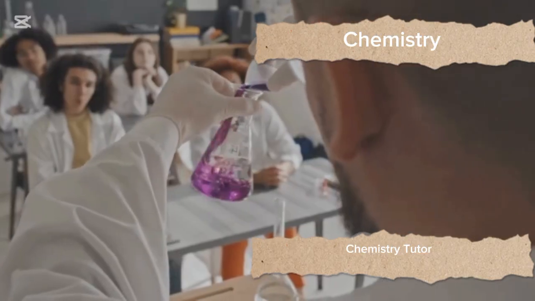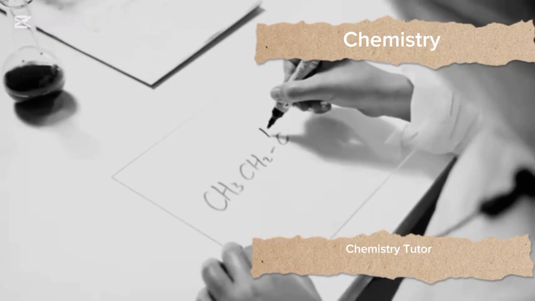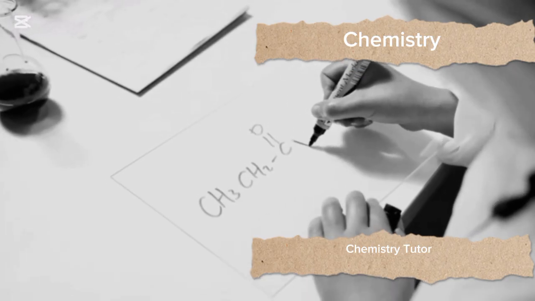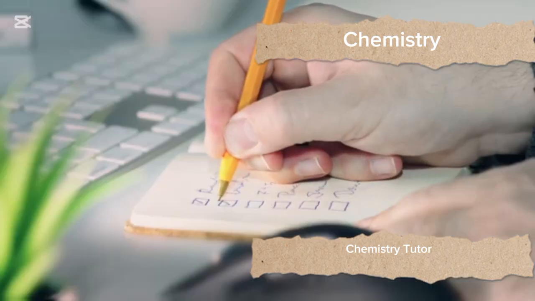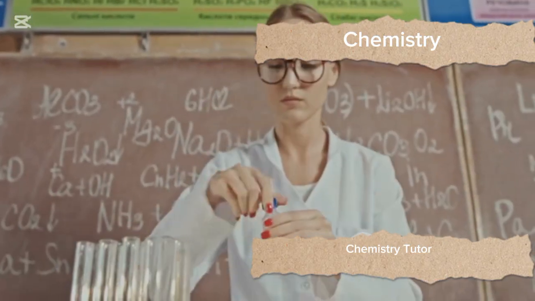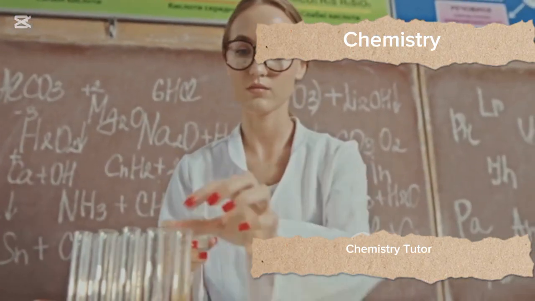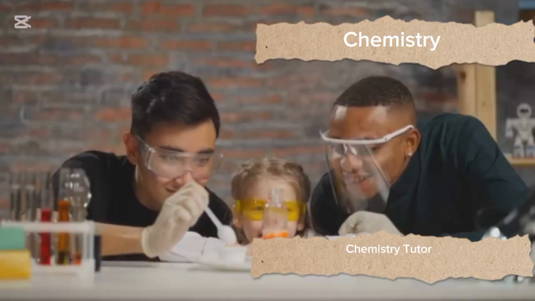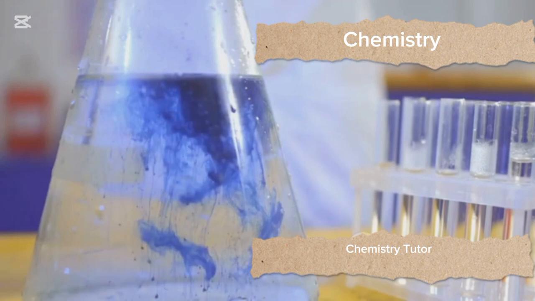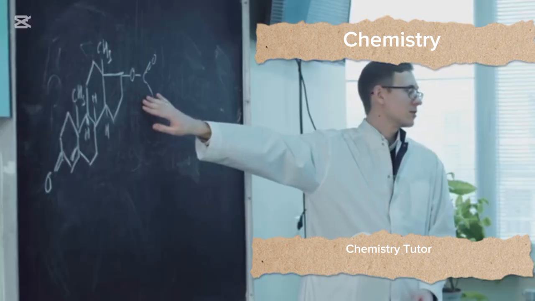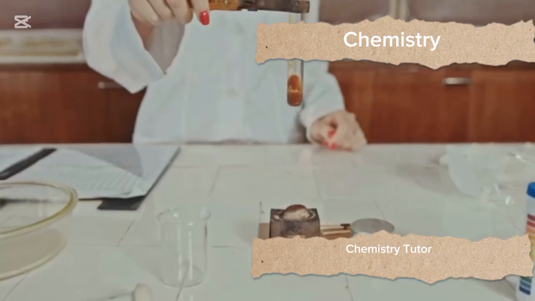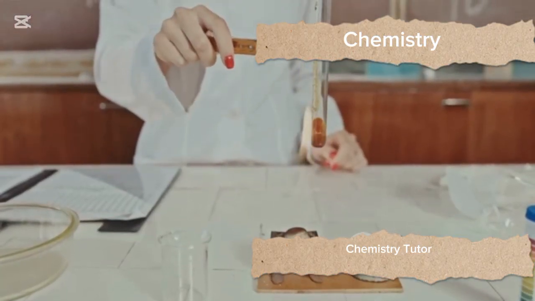Here is the trick for balancing in a basic solution. First, you balance the entire equation just like you would for an acidic solution, using water and hydrogen ions. Follow all the steps exactly as we discussed before. When you get to the very end and you have your final balanced equation, look for any hydrogen ions. For every hydrogen ion you see in your final equation, you must add one hydroxide ion to both sides of the equation. Remember, you have to add it to both sides to keep things balanced, just like in algebra. It is a simple but vital modification for these types of chemical environments.